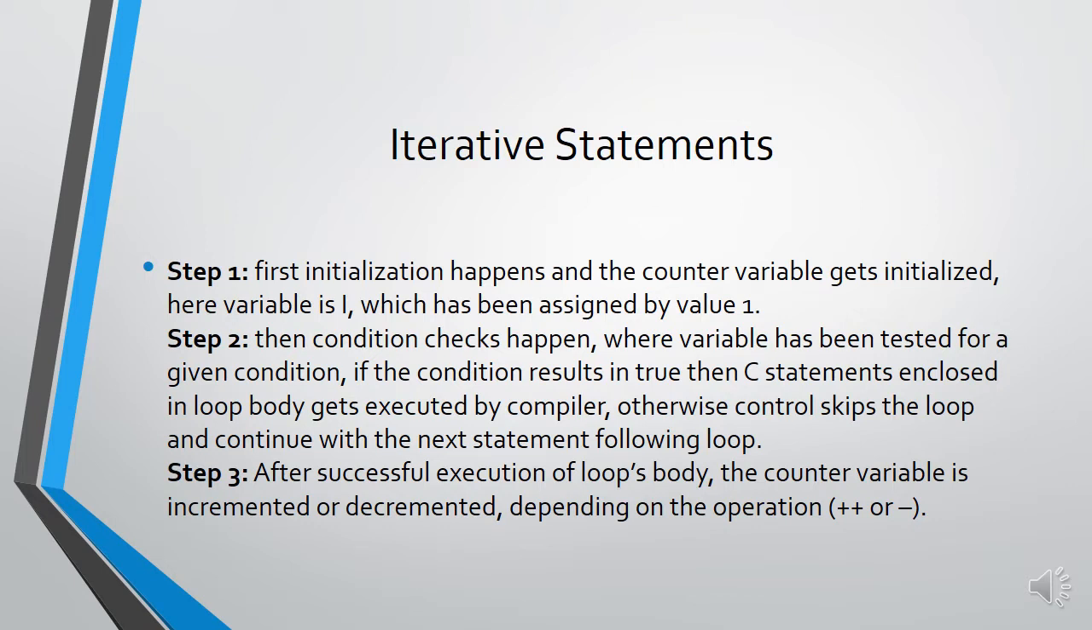The first step in any iteration is initialization. This happens when the counter variable gets initialized to an initial value, then a condition. A condition will be checked always until the condition becomes false. Then the iterative statement will stop execution. After successful execution of a loop's body, the counter variable is incremented or decremented using the plus or minus, whatsoever applies to the problem being solved.